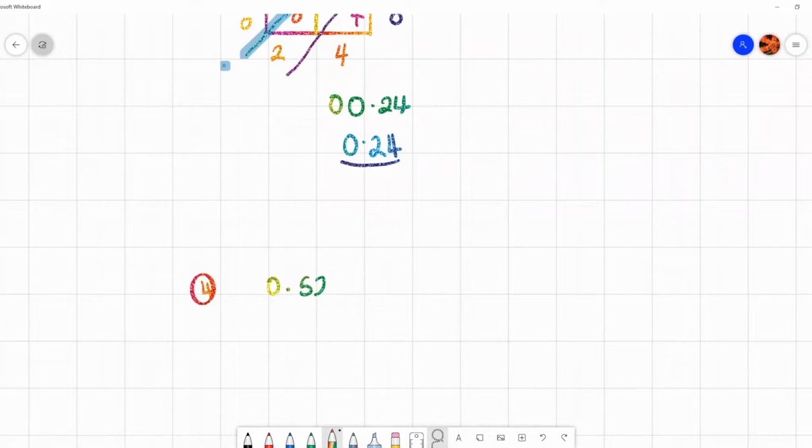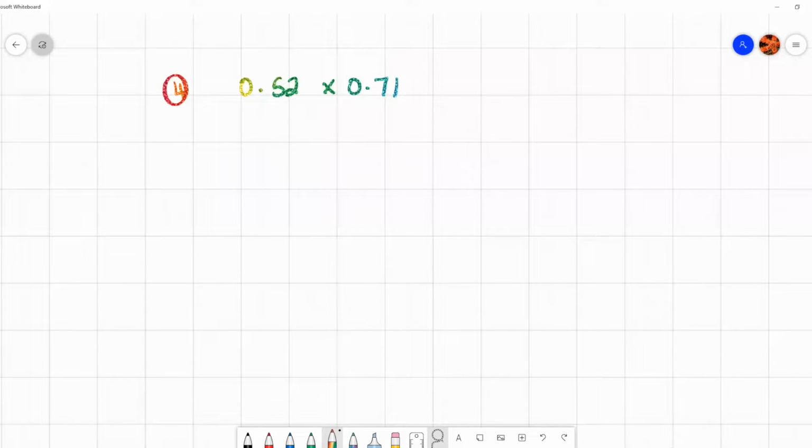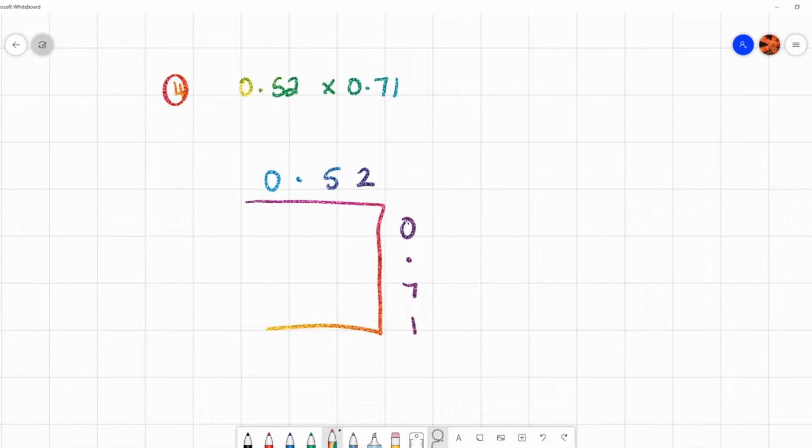0.52 times 0.71. Again, it's entirely up to you. I will suggest the lattice method because again, it's simple and straightforward. So 0.52 at the top, 0.71 down the side. Okay, split between each of your digits.